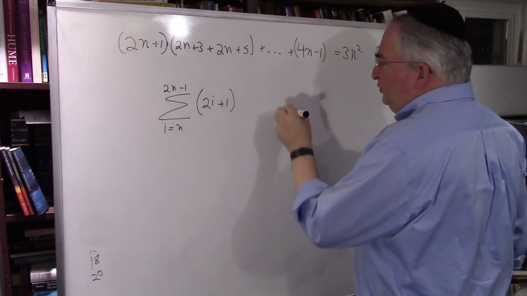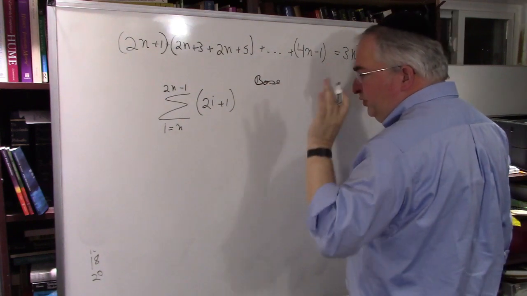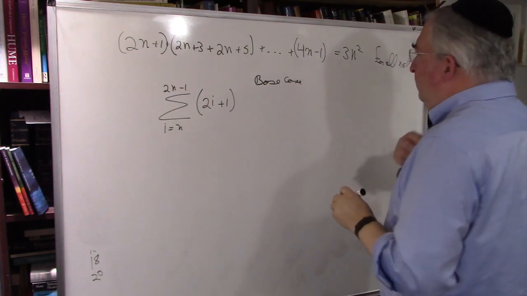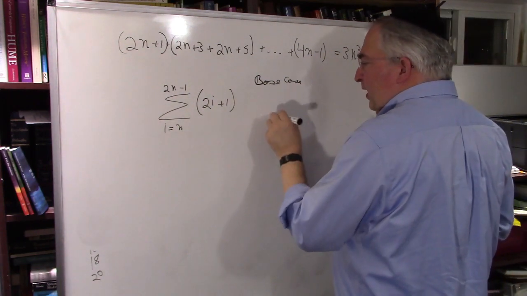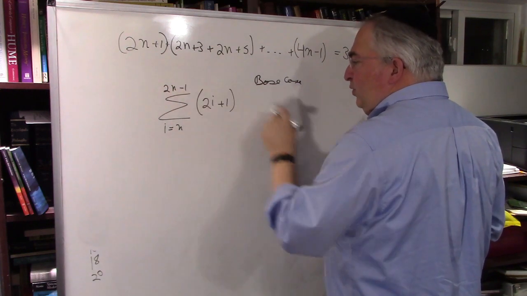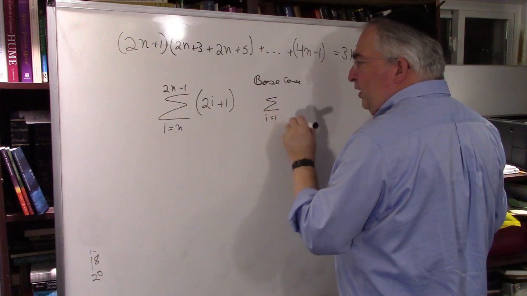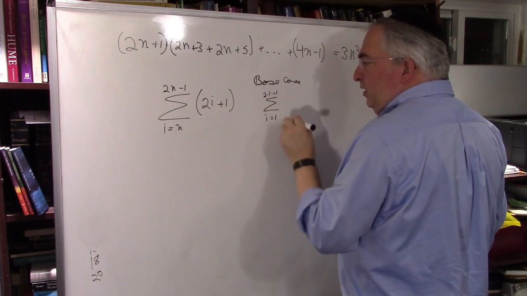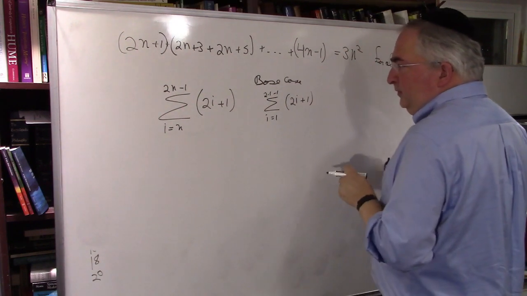Okay, so let's do the base case. This is just ugly math. There's nothing new, no new idea here. Base case. Okay? So, plug this in for i equal 1 to 2n minus 1. So, the sum of i equal 1 to 2 times 1 minus 1 of 2 times i plus 1.